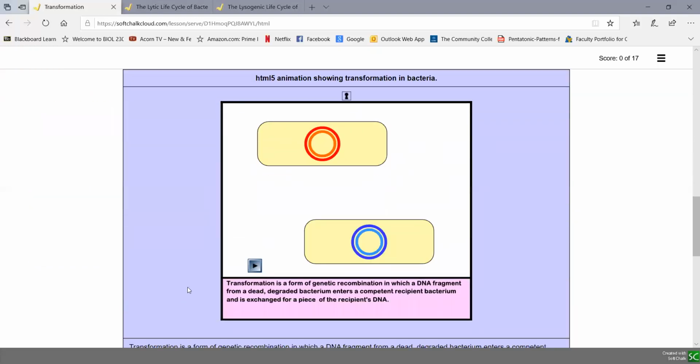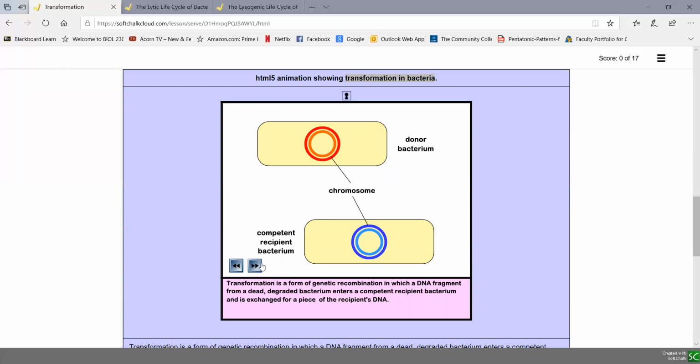So the best way to learn these mechanisms, again, is to look at the animations, follow and visualize the process. It's a fairly common sense process when you visualize it. So here's our animation showing transformation in bacteria. We have a donor bacterium here, and we're showing its chromosome in red. And a recipient bacterium down here, we're showing its chromosome in blue.